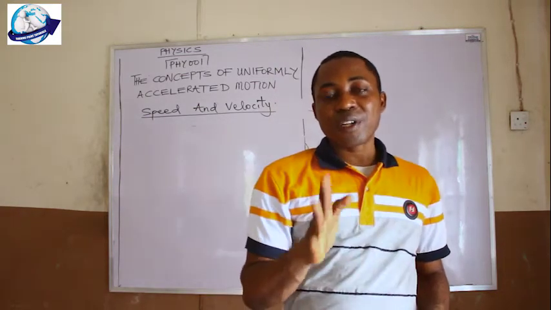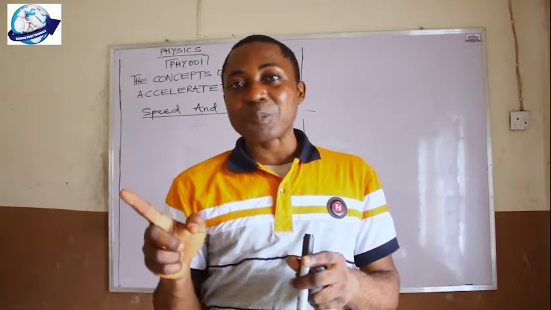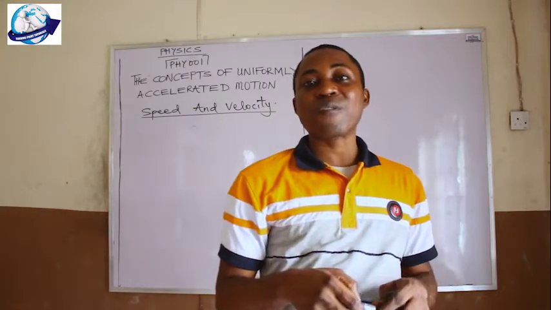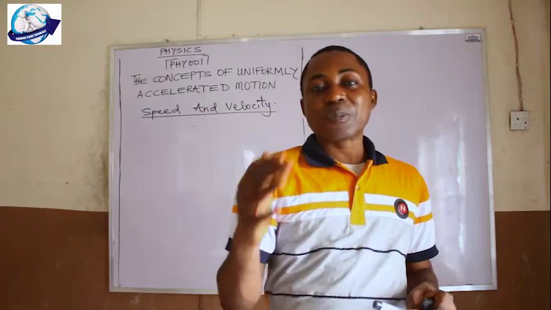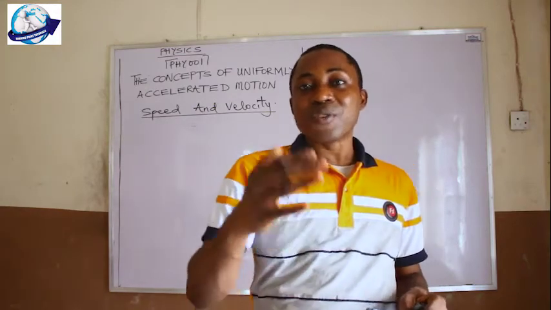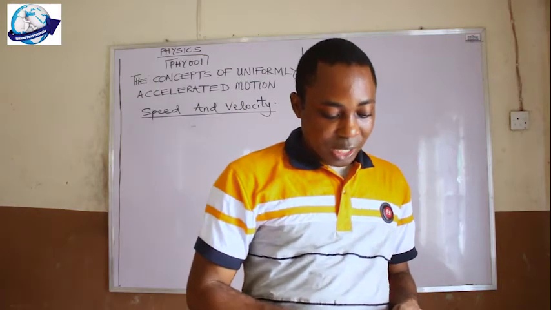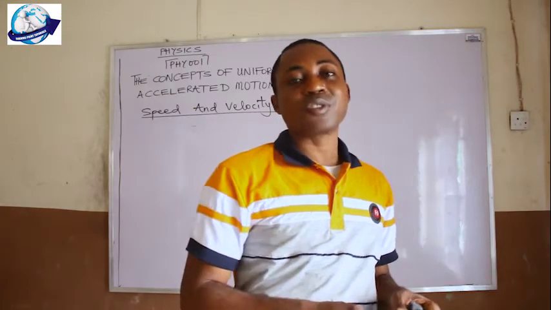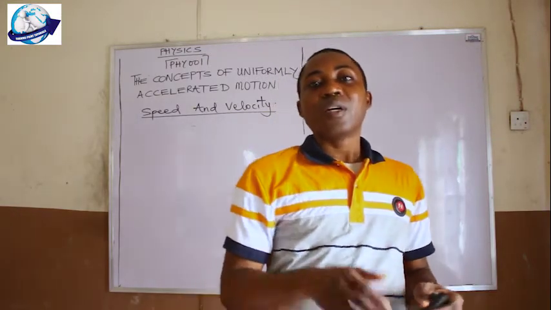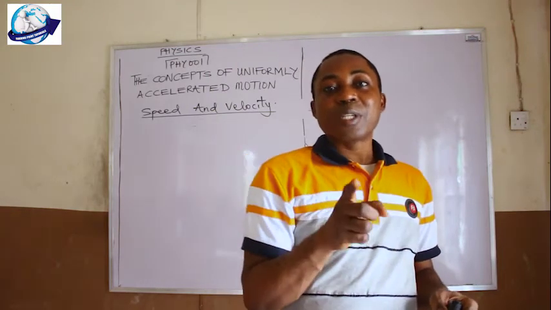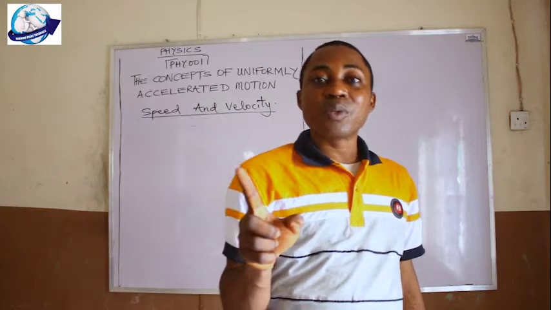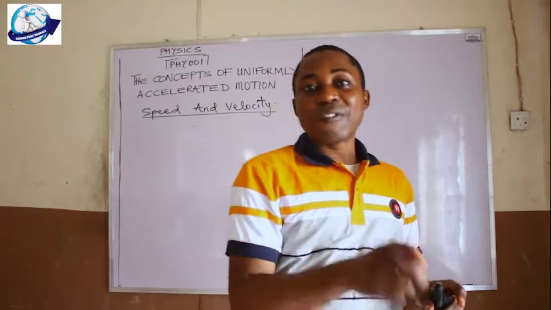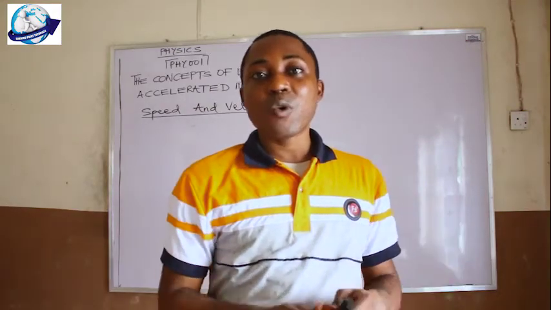But in the case of velocity, displacement is connected to velocity in the definition. Velocity is defined as the time rate of change of displacement, or the rate of change of displacement with time. Since displacement is a vector quantity, velocity is a vector quantity. Since distance is a scalar quantity, speed is a scalar quantity.